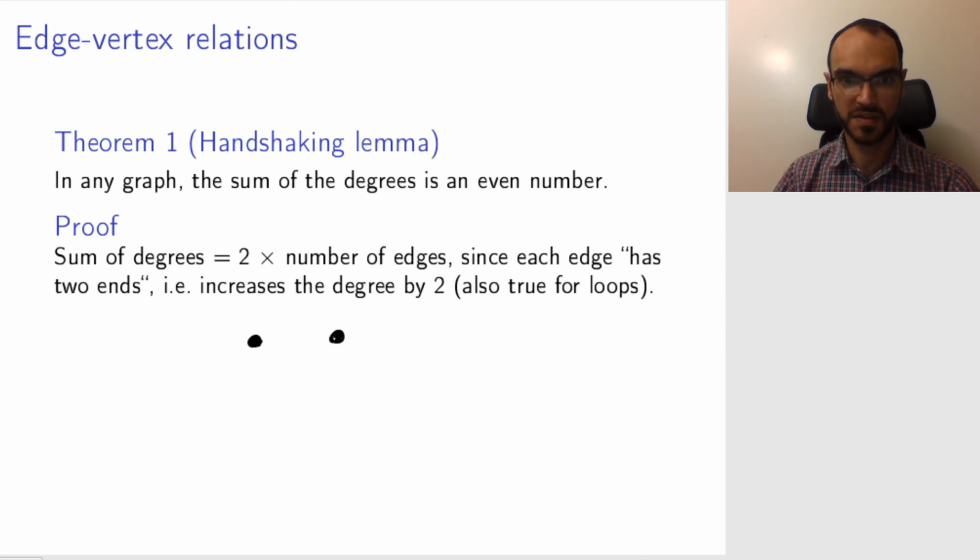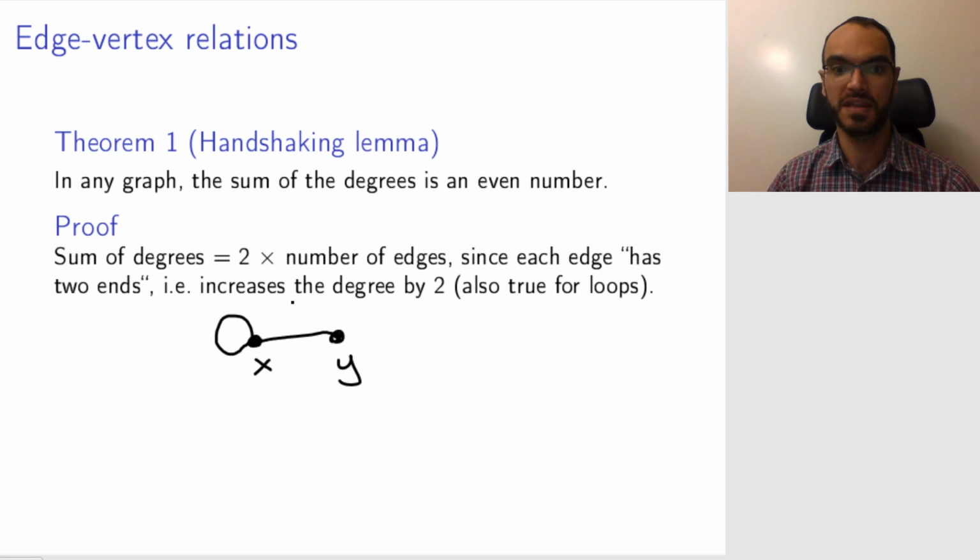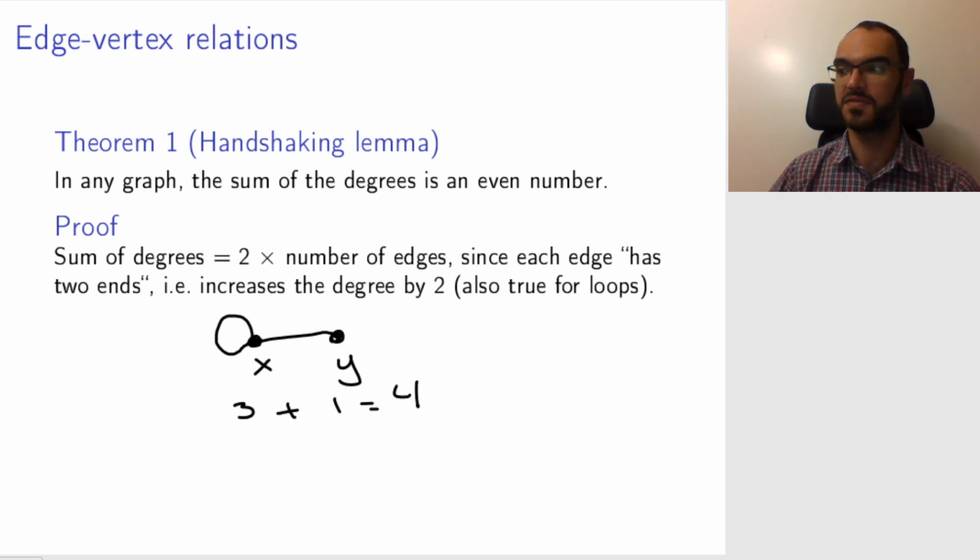So if I have my 2 vertices here, x and y, if I have an edge between them, the edge will add 1 to the degree of x and 1 to the degree of y. Similarly, if I have a loop, the loop will add 1 to the degree of x and then again 1 to the degree of x. It adds 2 to the degree of x, and therefore the sum of degrees is 2 times the number of edges, which is an even number. So in this case, x has degree 3, y has degree 1, and the sum 3 plus 1 is 4, which is an even number.